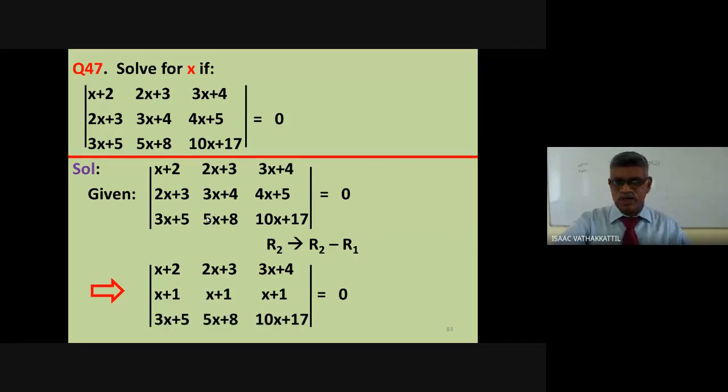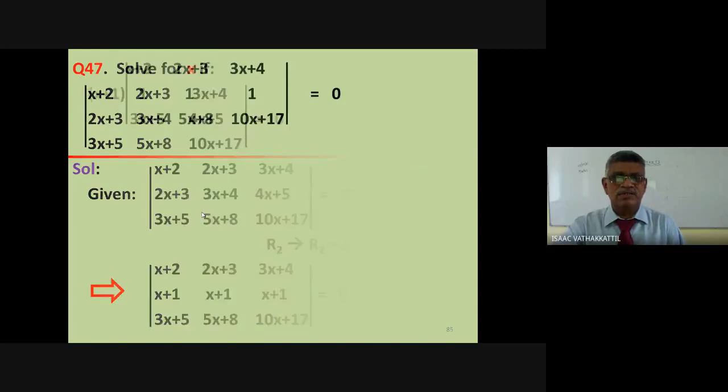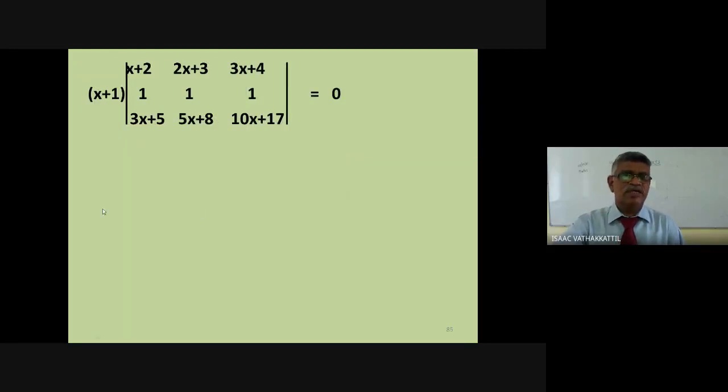Now the term x plus 1 may be taken out. Right? So it will be 1, 1, 1. Now even if we expand, it will be difficult. Let us take some more simplification. In these 1, 1, 1, I can make some column operations.